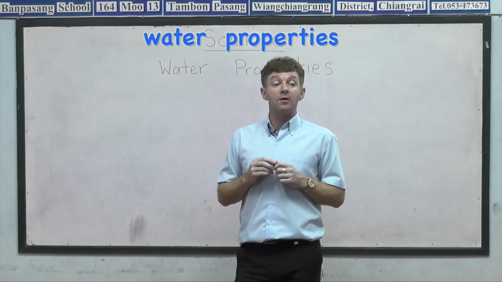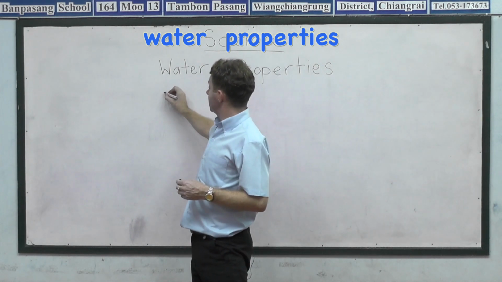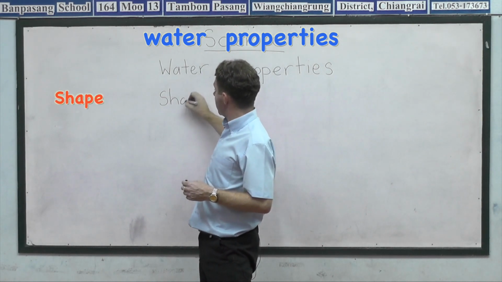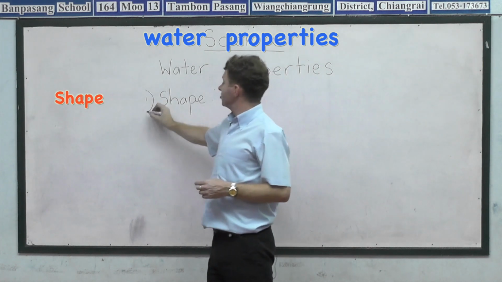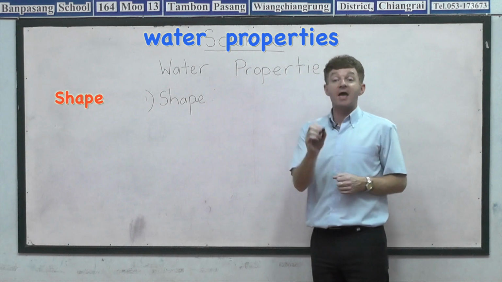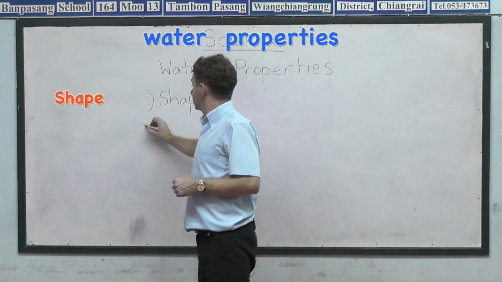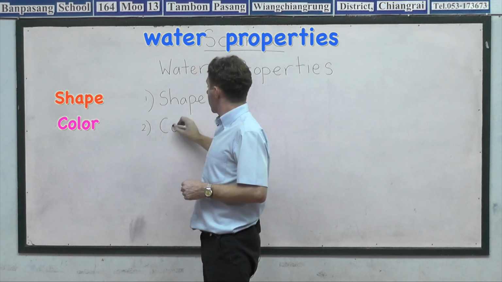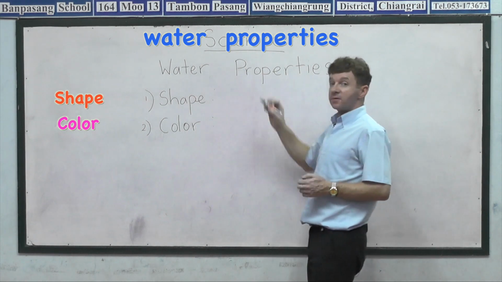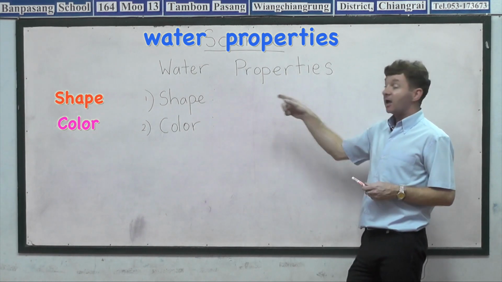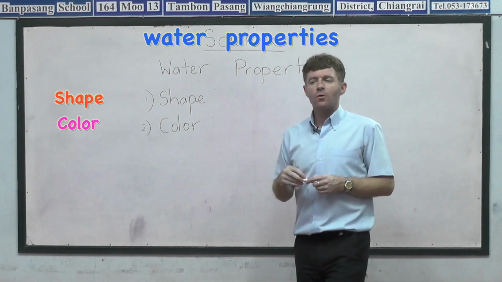First of all, we looked at shape. How do we spell shape? S-H-A-P-E. Shape. And then secondly, we looked at color. C-O-L-O-R. Excellent. Water properties. Shape. Colour.